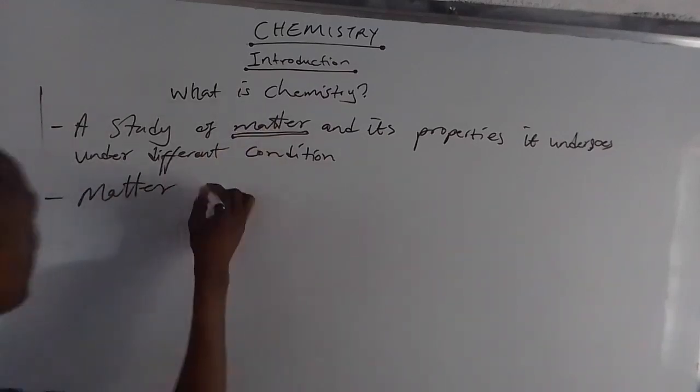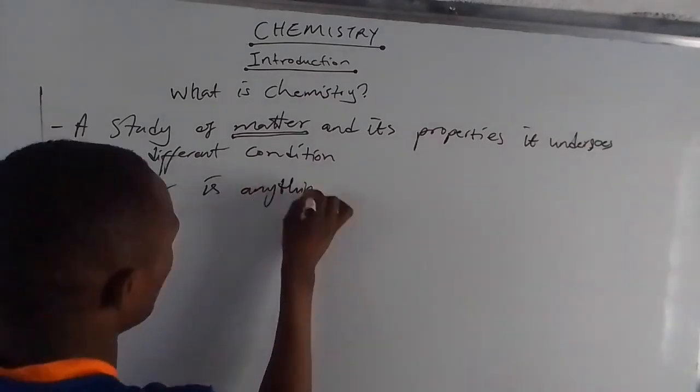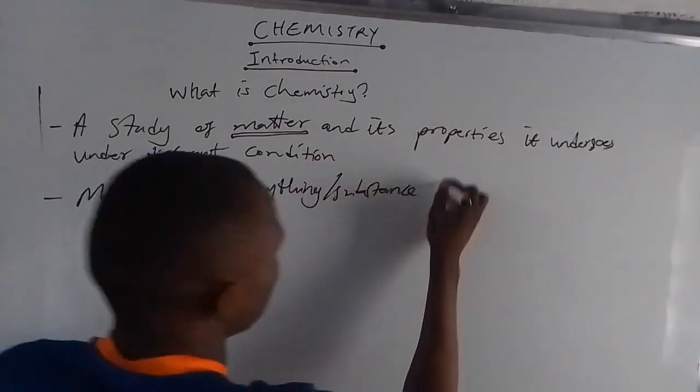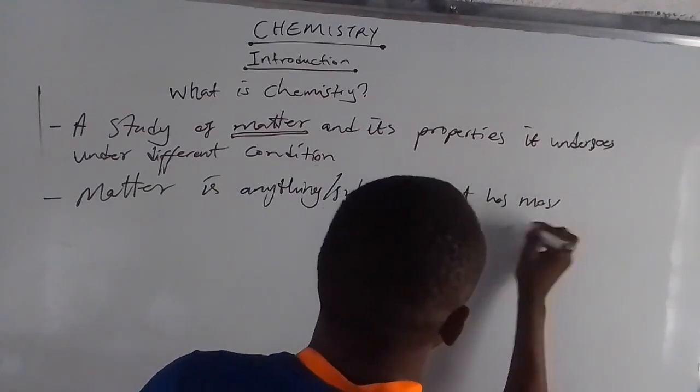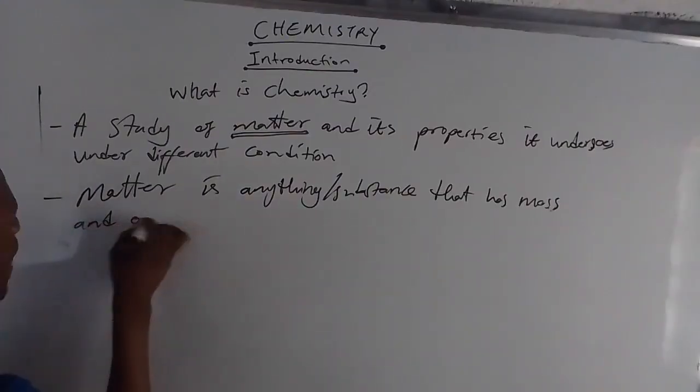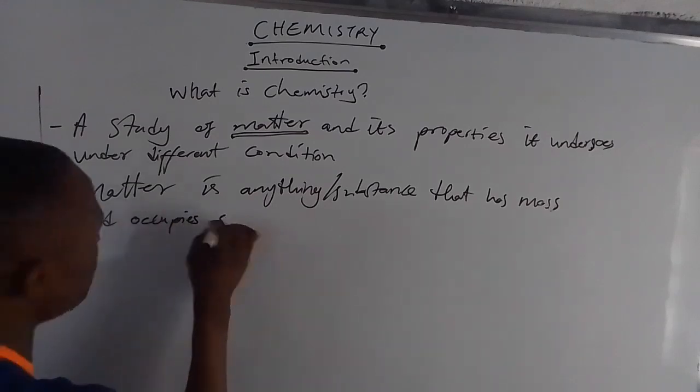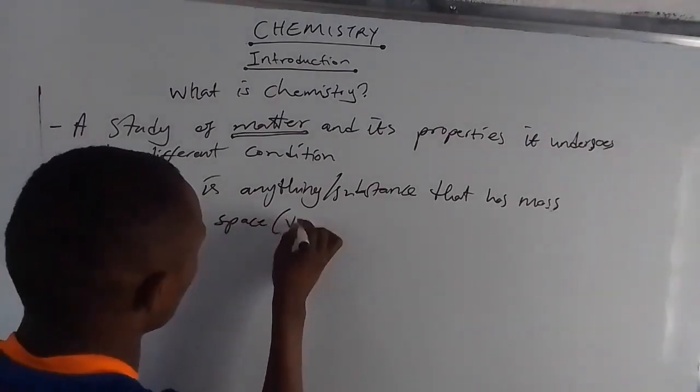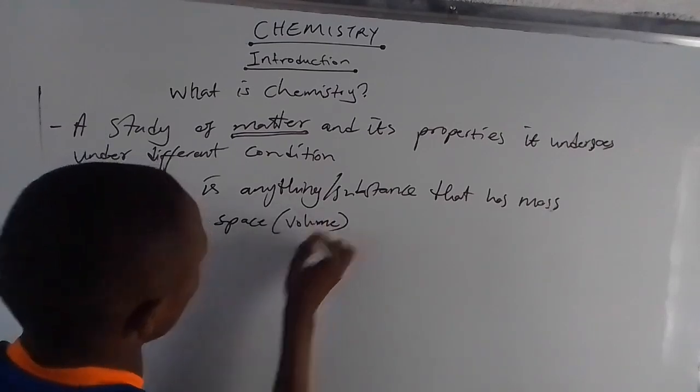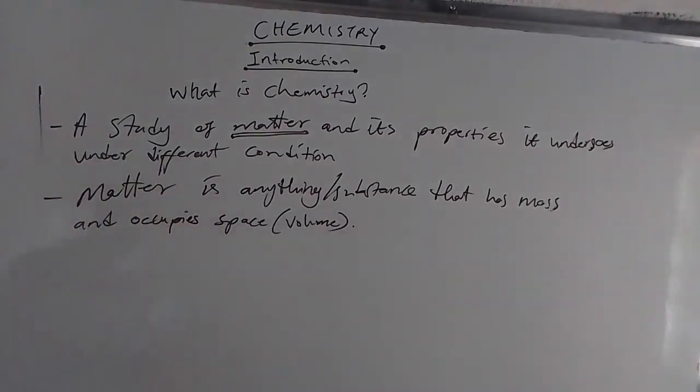Matter is anything or any substance that has mass and occupies space. This space is also known as the volume. Now, since we have known that matter is anything or any substance that has mass and occupies space, it is very important to know that this matter is made up of some particles.